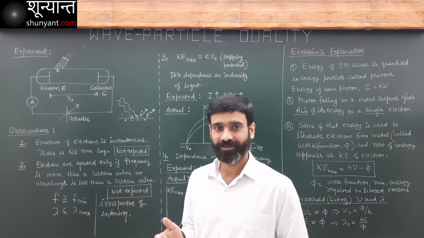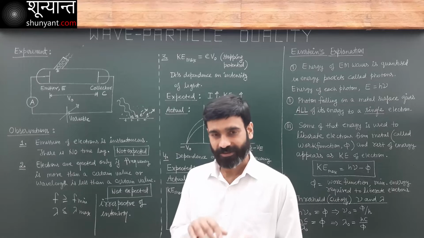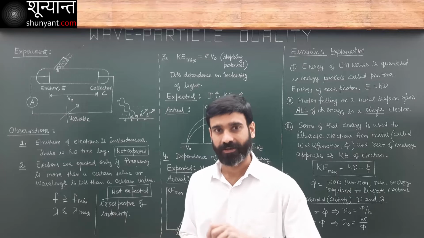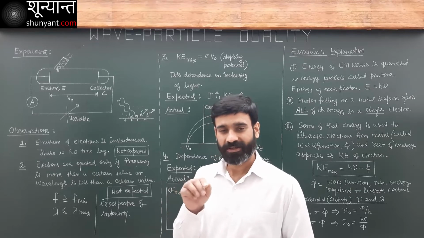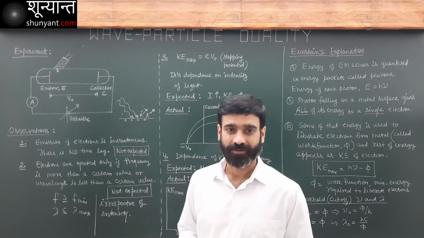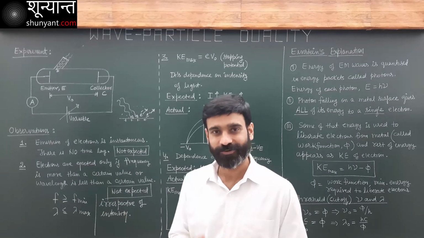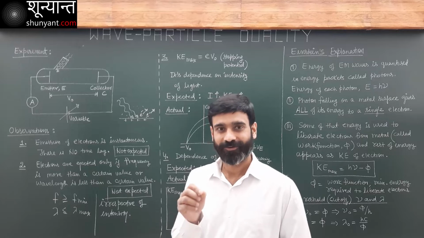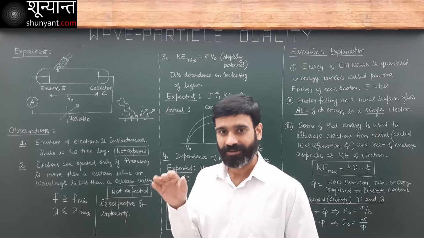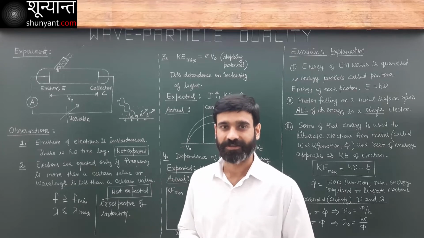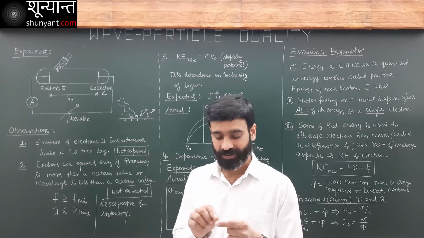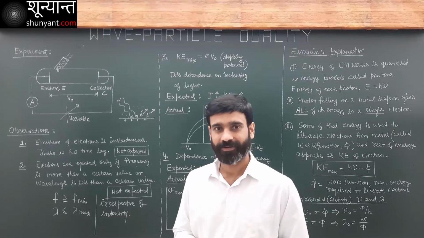In terms of wavelength, if it is more than a certain value, electrons are not ejected, no matter how intense the light is. On the other hand, if the frequency is more than a certain value or wavelength is less than a certain value, then electrons are always going to be ejected, no matter how feeble, how weak, how low the intensity is.